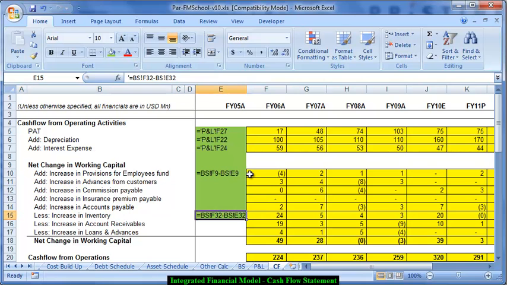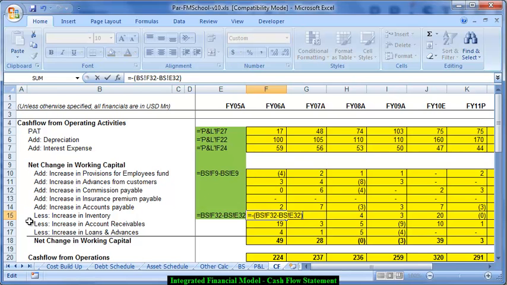I have less increase in inventory. Please note that unless you build checks in your model, it's never going to be possible to build the model right the first time. So please build as many checks as possible so that your overall model becomes very robust. If this is less increase in inventory, please take a negative sign in front of it. Similarly, there's a less increase in accounts receivables, so take a negative sign in front of it.